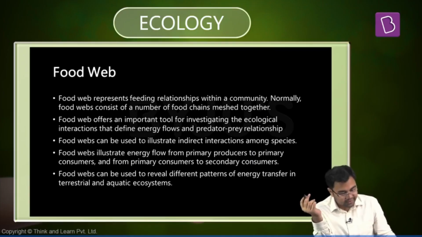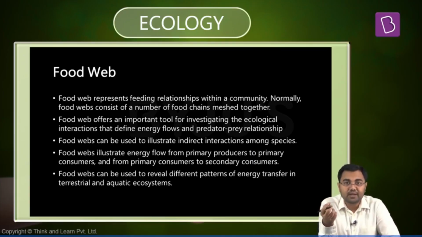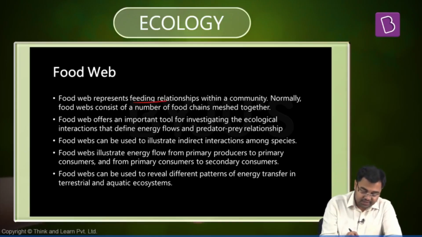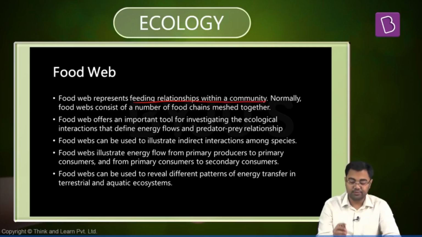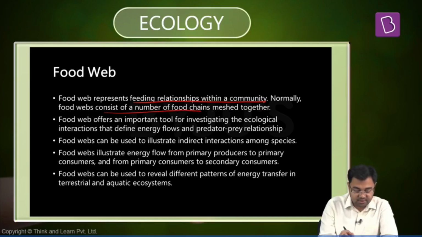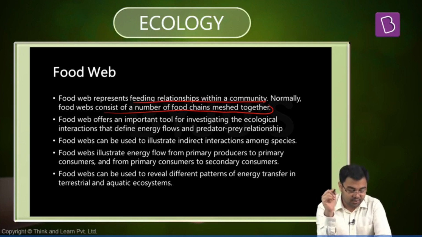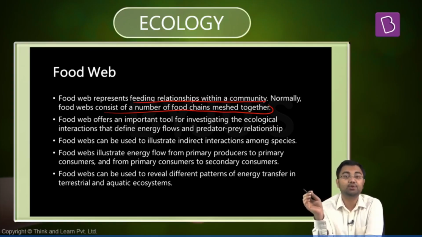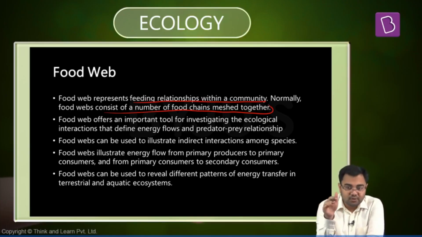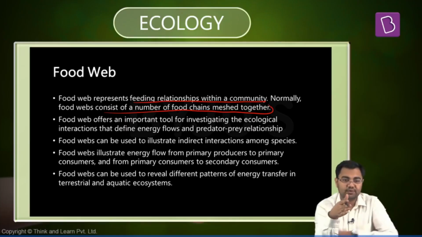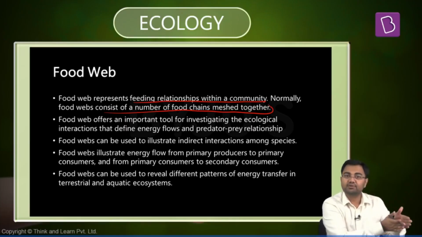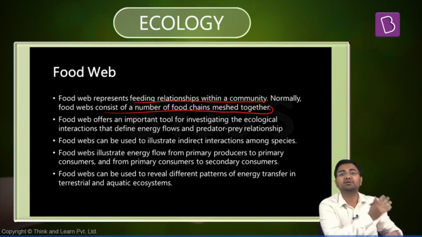Now, next we have the food web. And what exactly is a food web? So a food web represents the feeding relationship within a community. Normally, food webs consist of a number of food chains meshed together. So why are we talking about food webs now? Just think of the idea of a food chain, that we talked about, where there is a chain from one plant to one animal, to a second animal, and from the second animal to the third animal.